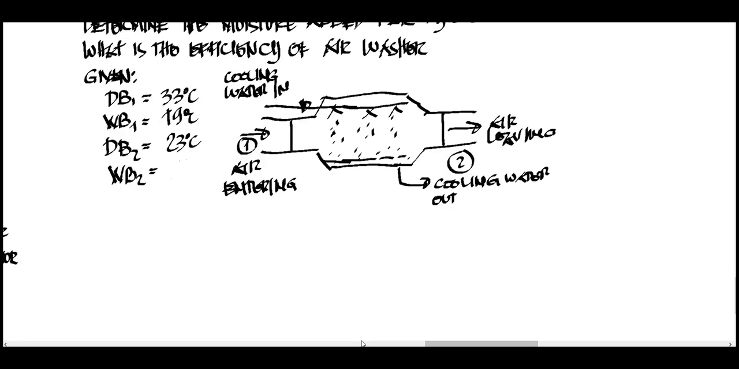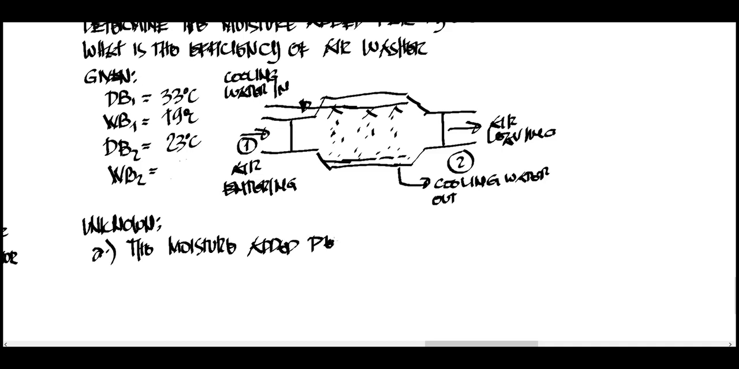Okay, so the unknowns we need to find: A, the moisture added per kilogram of dry air, then B, the air washer efficiency.